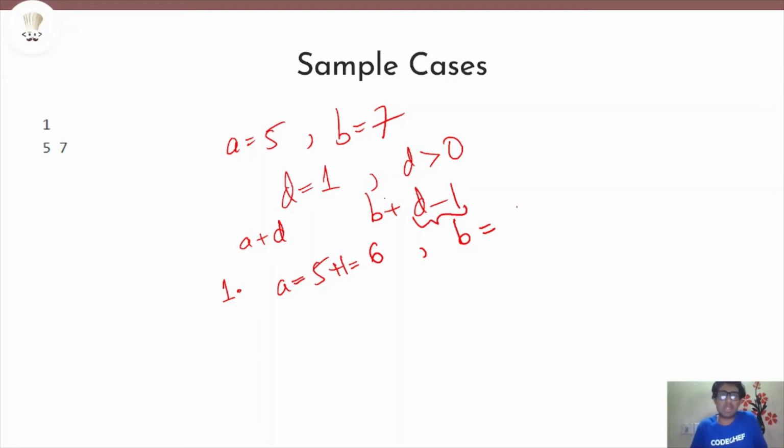So 1 minus 1 is 0 and this remains 7. So the new values of a and b are: a is 6 and b is 7.